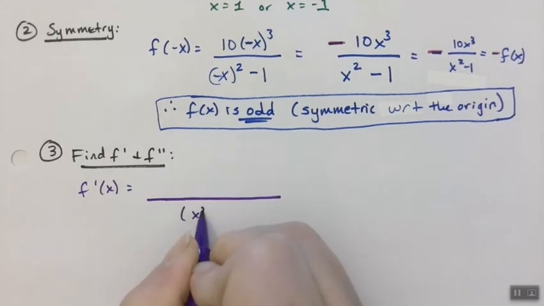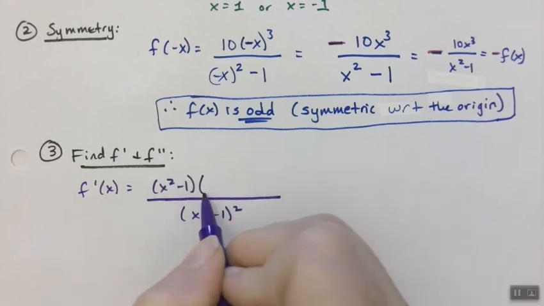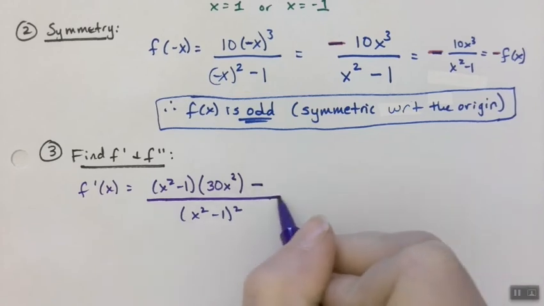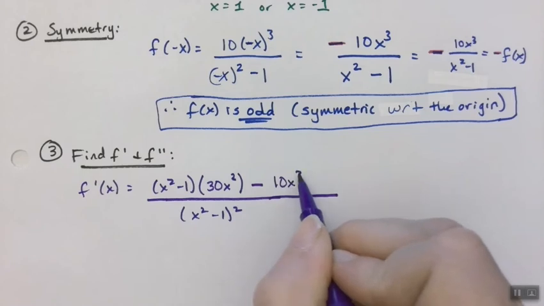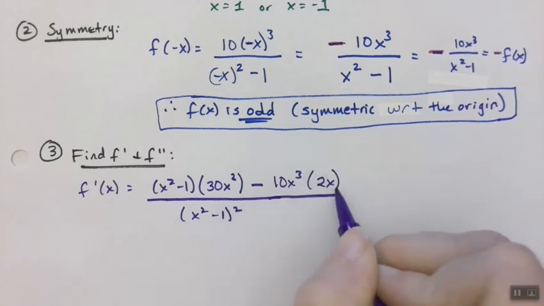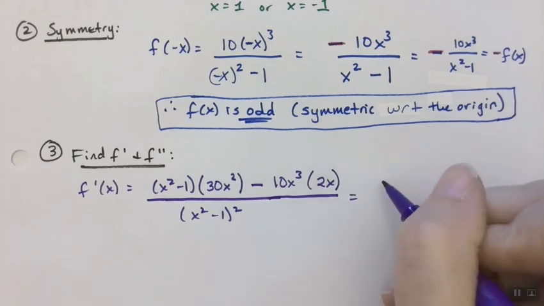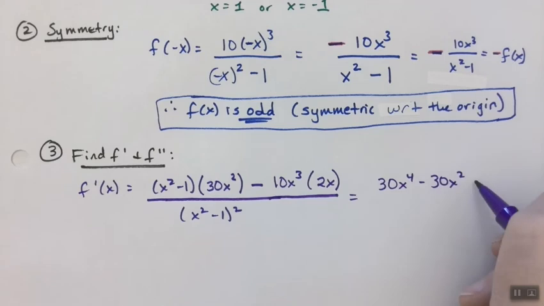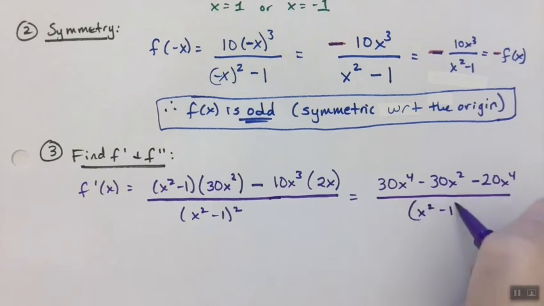I take the denominator, I square it, I take the denominator and I write it here, then I multiply it by the derivative of the numerator, which would be 30x squared minus, and then I leave the numerator alone, 10x cubed, and multiply by the derivative of the denominator, which is 2x. So that would be, let's think, 30x to the fourth minus 30x squared minus 20x to the fourth over x squared minus 1 quantity squared.